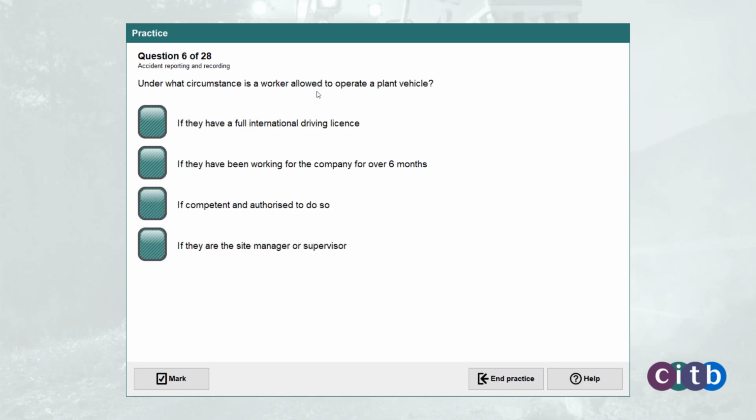Under what circumstance is a worker allowed to operate a plant vehicle? If they have a full international driving license. If they have been working for the company for over 6 months. If competent and authorized to do so. If they are the site manager or supervisor.